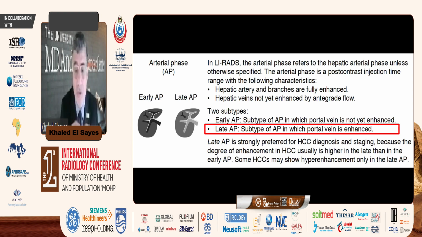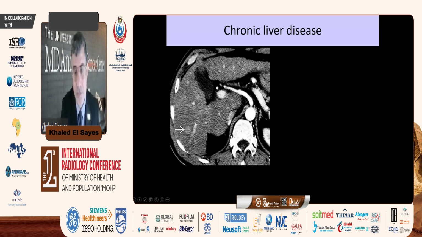This is clearly defined and described in detail in the manual. This is late arterial phase. It's a subtype of arterial phase in which the portal vein is enhanced. Okay, but in the early one, the portal vein is not yet enhanced. What about this? Would you raise your hand if you think this is a hyper enhancing observation? Again, this is late arterial phase, so it's good for you to categorize.